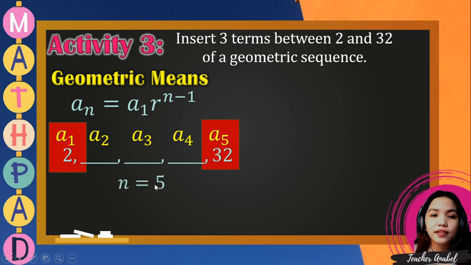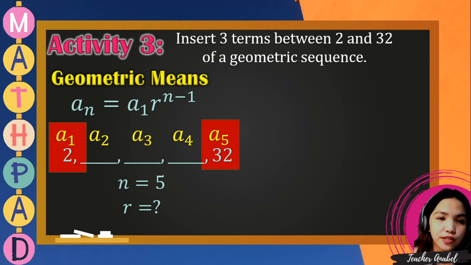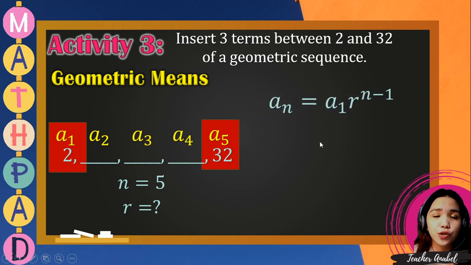And n, so how many terms are there? We have 1, 2, 3, 4, and 5. So therefore, n is 5. So what is missing in the formula? Correct. So we don't know the value of the common ratio. So therefore, we have to find first the common ratio. So to find our common ratio, we can apply this formula, then substitute the given terms.